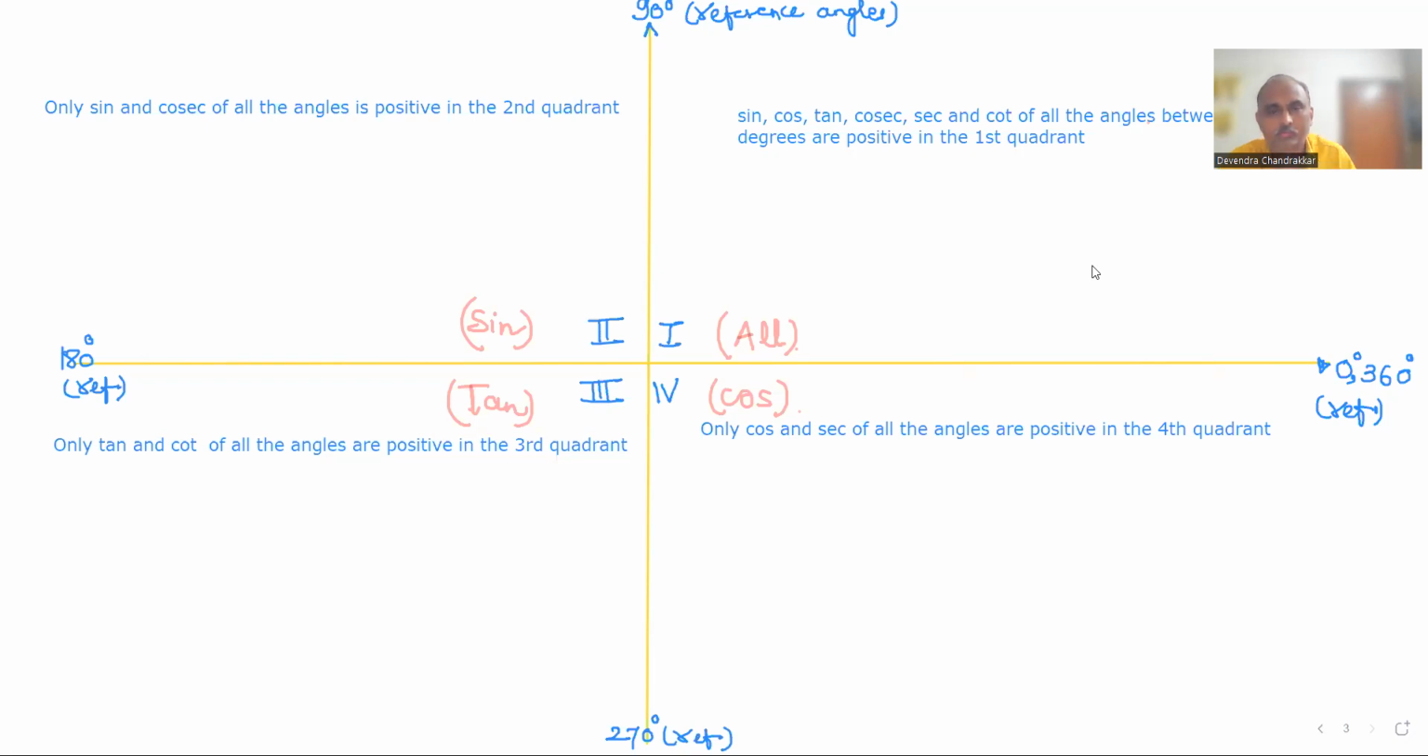So let's move ahead now. There are some standard angles in every quadrant, right? So we have introduced reference angles. We have introduced the positive values of all the functions, which one of them are positive, which one of them are negative in respective quadrants. Now I'm introducing some standard angles, okay?